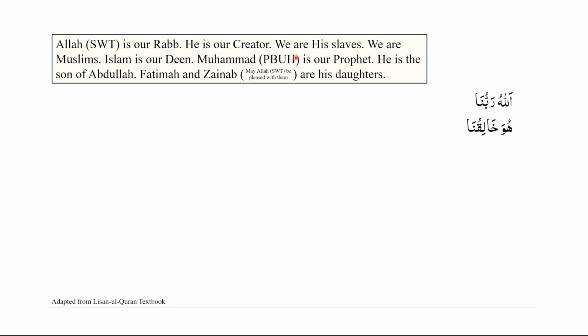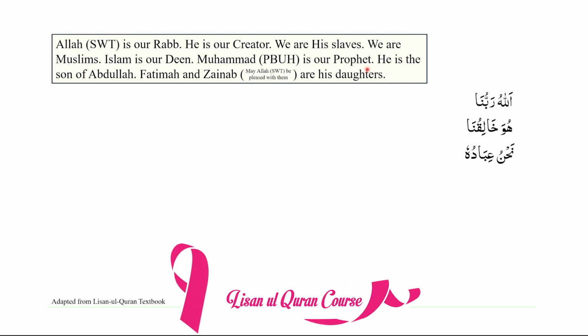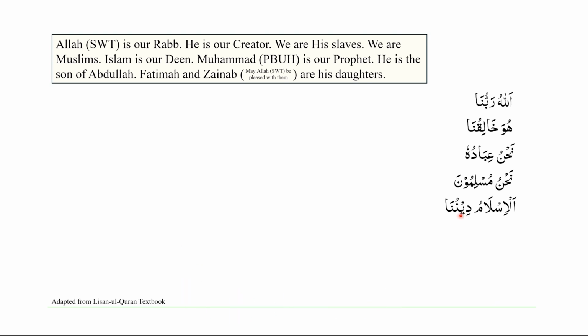We are his slaves. Nahnu ibaduhu. Ibaduhu means his slaves, and ibaduhu is a murakkab izafi. We are Muslims. Nahnu muslimuna. Islam is our deen. Al-Islamu dinuna. Dinuna is a murakkab izafi. Dinuna means our deen.